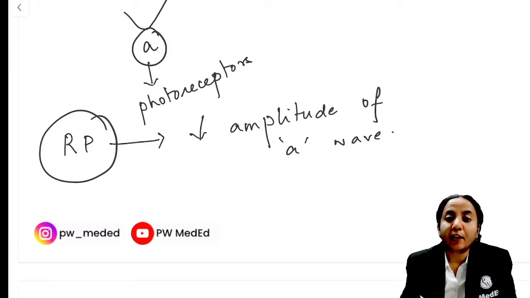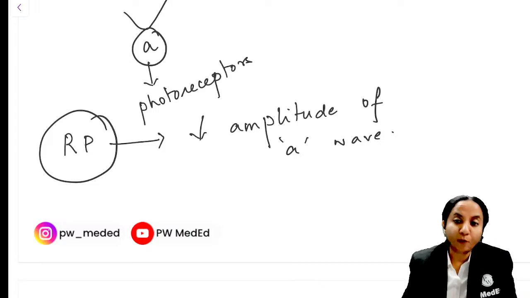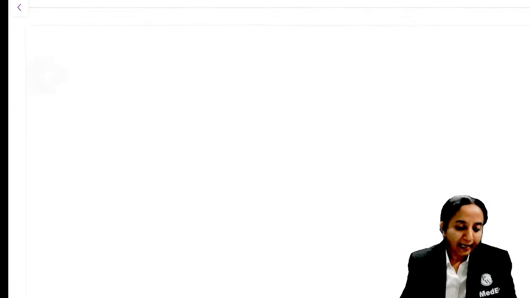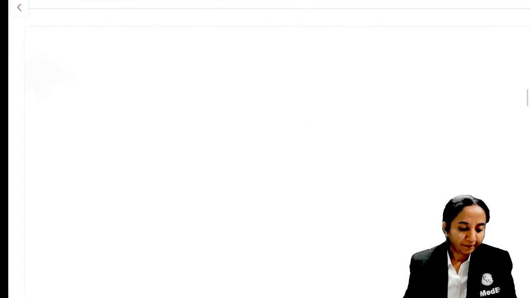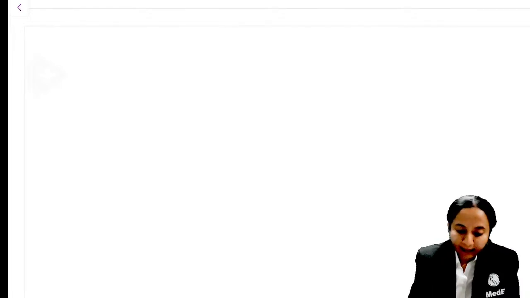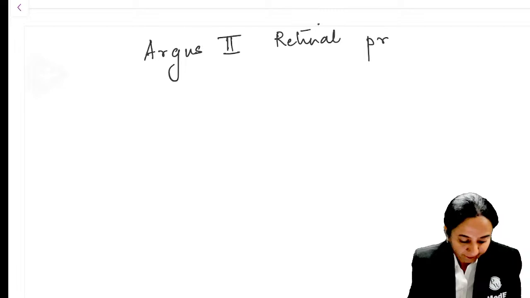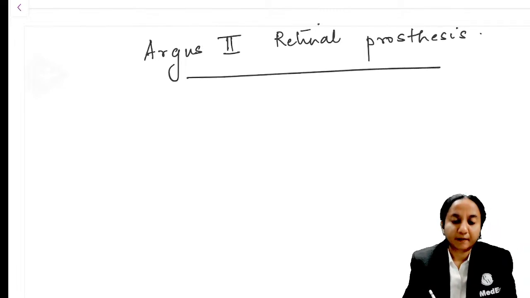But there is one retinal prosthesis which is being used for the treatment of retinitis pigmentosa. Will you be able to tell me the name of that retinal prosthesis? I just thought I'd share this with you. Anybody know? Just learn it up. The name of this prosthesis is Argus 2. Argus 2 retinal prosthesis.